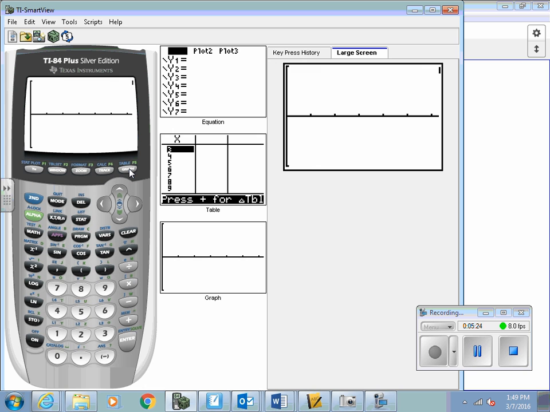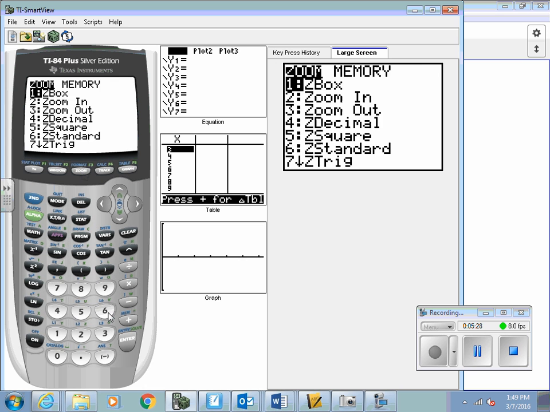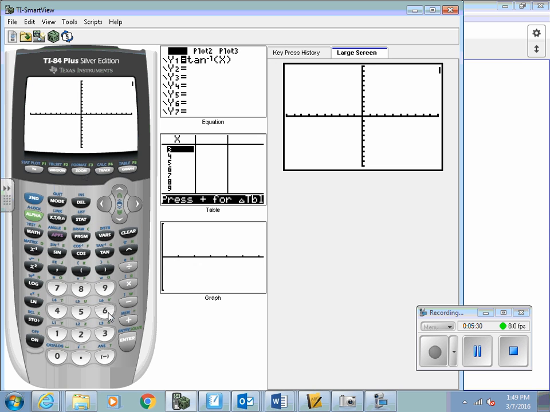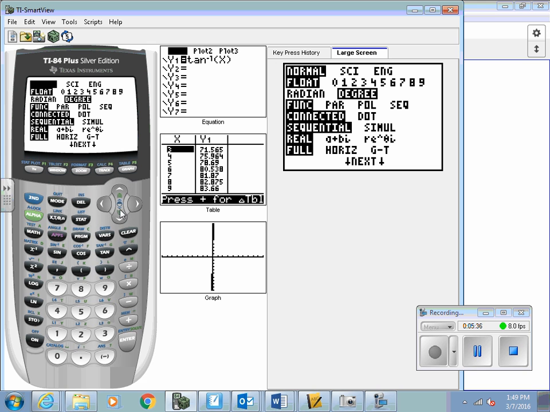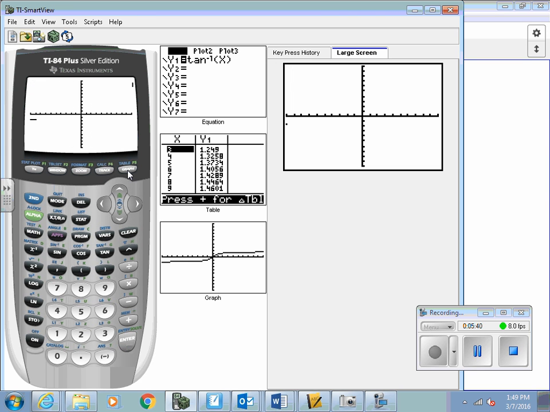I'm going to graph it. And I'm going to hit zoom 6 to take us back to the standard window. And I'm going to go back to radians now. Nothing for you guys really to write down on this one at this point, but I'm going to graph it.